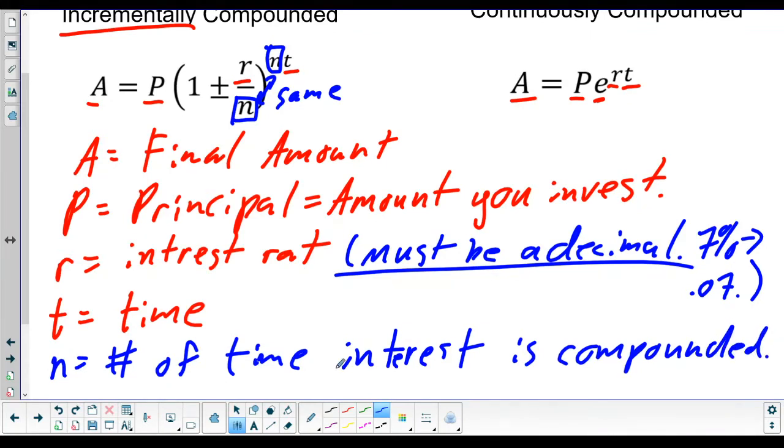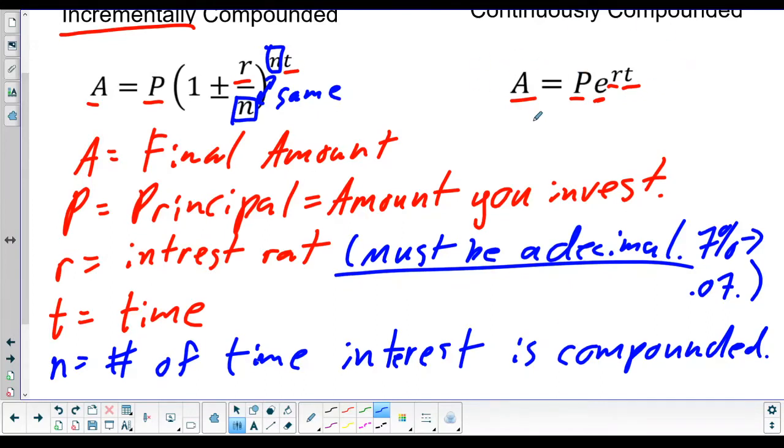So this basically is just going to tell you how frequently your interest is calculated. You could do it every day. You could do it once a week. You could do it once a month. You could do it every 10 years if you really felt like it, if you thought you were going to live that long. But n is going to be the number of times it is compounded.